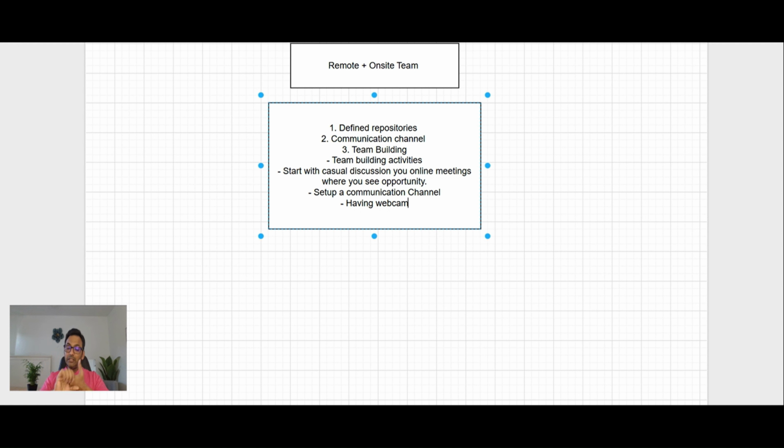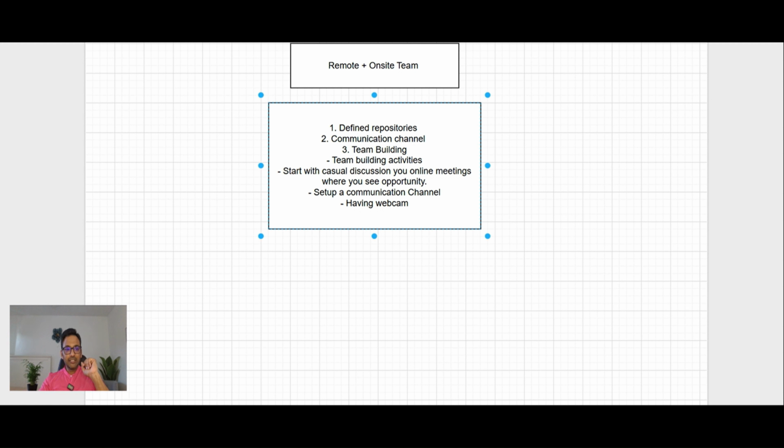So a webcam helps when you see each other face to face, and you feel closer, and that helps. If you see the value in it, I suggest you put it in place. So far we have covered building a good relations team, good repositories in place, and communication in place, guys.